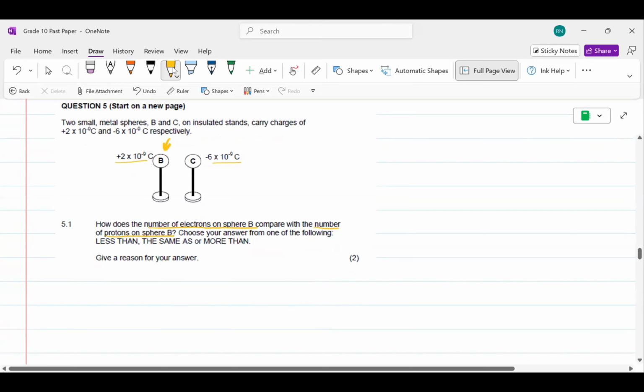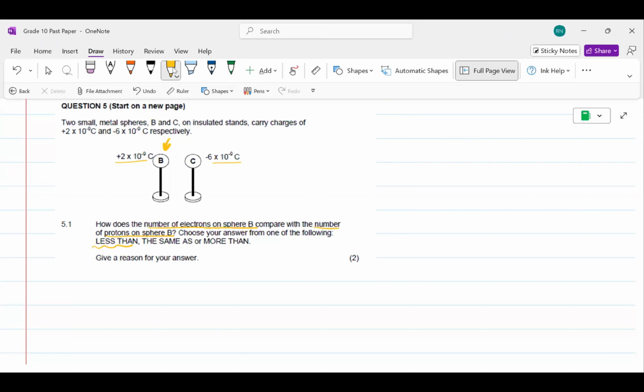So you can see sphere B has a positive charge. So it's going to have an excess of protons. So it's got a loss of electrons. So the number of electrons is going to be more than the number of protons. Oh no, sorry. The number of electrons is going to be less than the number of protons. Sorry, less than the number of protons.